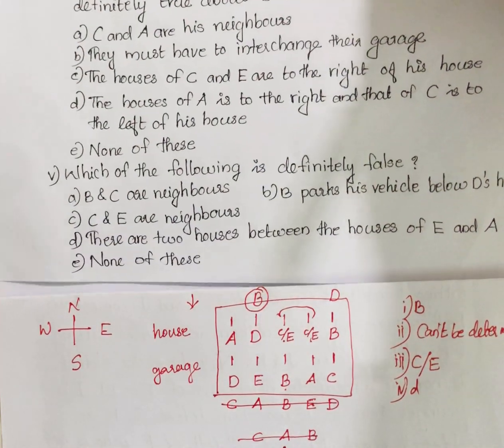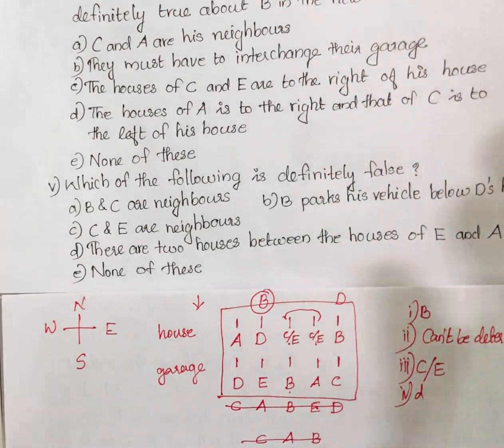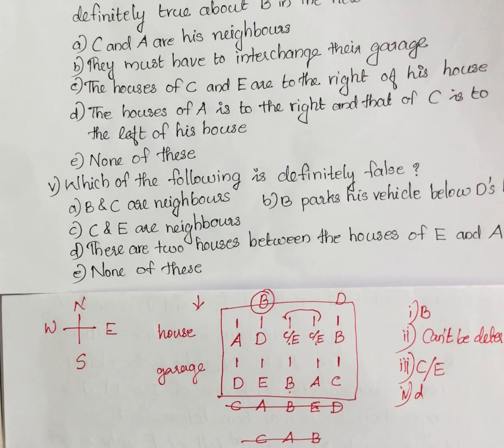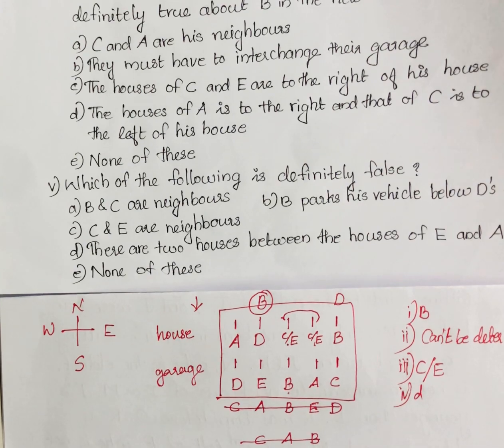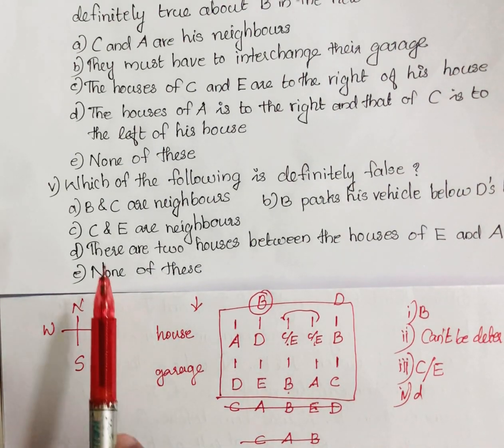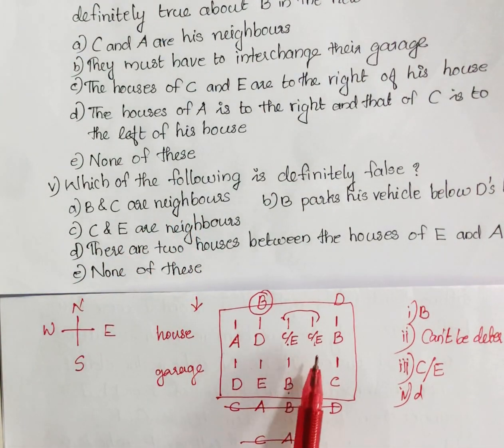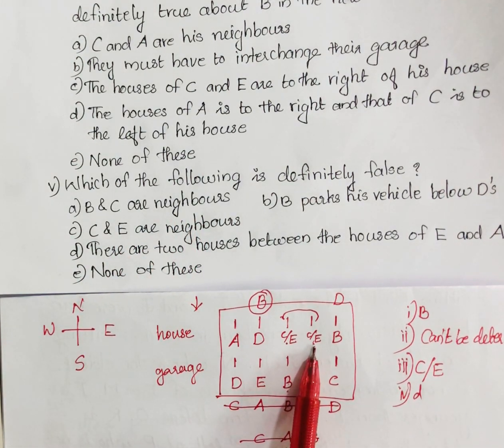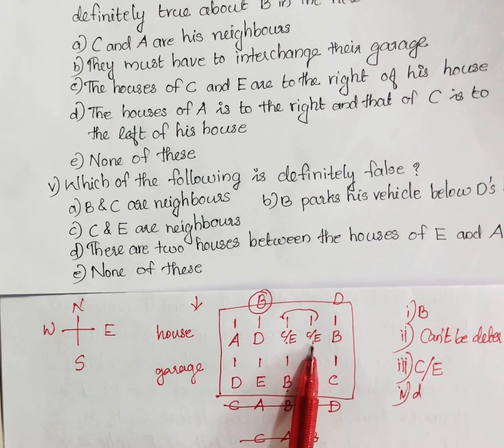Okay. So last question. Which of the following is definitely false? They are asking about the definitely false statement or wrong statement. B and C are neighbors. It is not sure about that. So we cannot say definitely false.